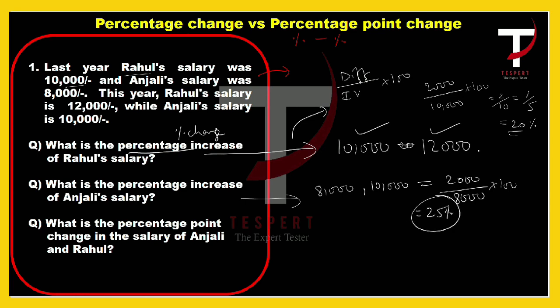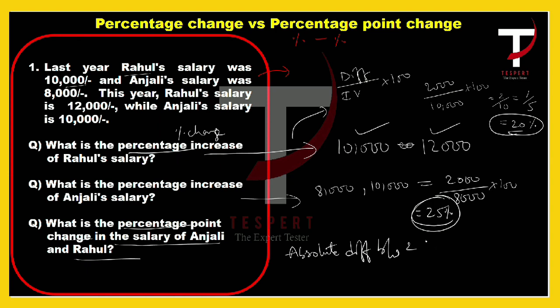It is the percentage increase, right? In Rahul's case, it is 20%. In Anjali's case, it is 25%, the percentage change. So what is the percentage point change in the salary of Anjali and Rahul? As I told you, percentage point change is nothing but the absolute difference between two percentage changes.